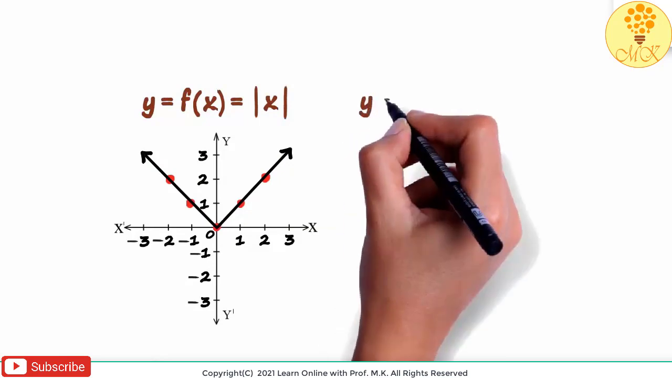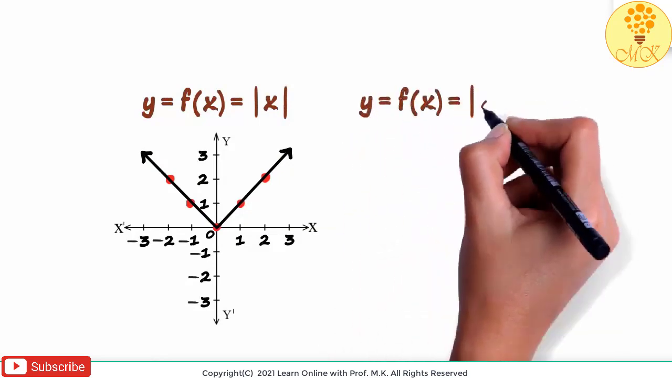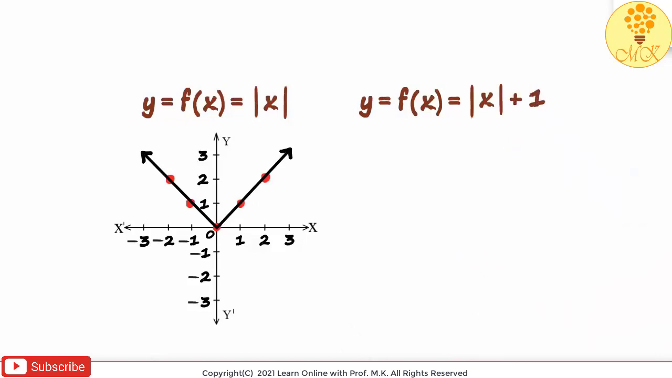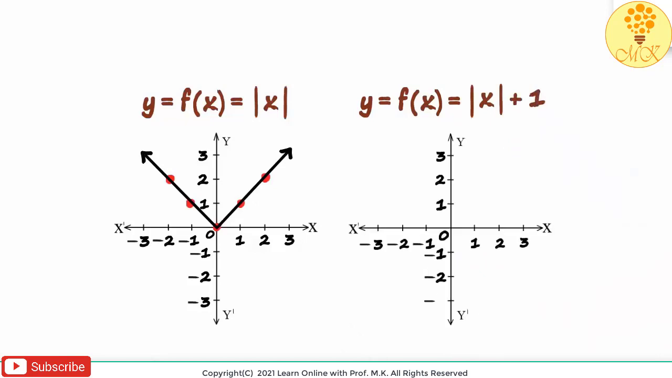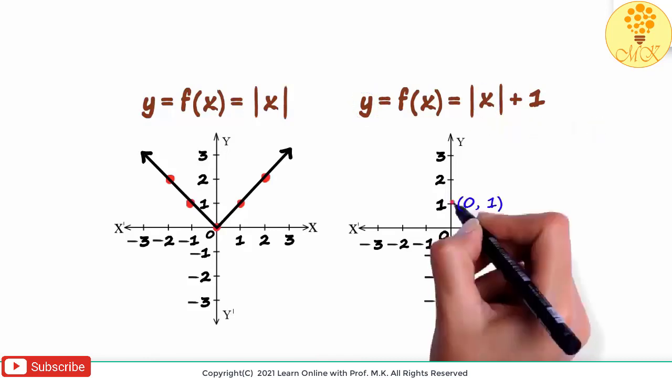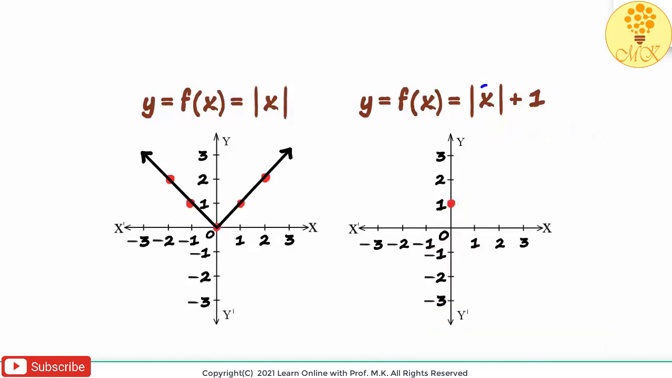What if the function is f of x is equal to absolute value of x plus 1? Will you be able to draw a graph? Try it. If x is 0, then y will be 0 plus 1, which is 1. 0, 1 will be one of the points. If x is 1, then y will be equal to 2, 1, 2. And if x is 2, then y is 3, and so on.